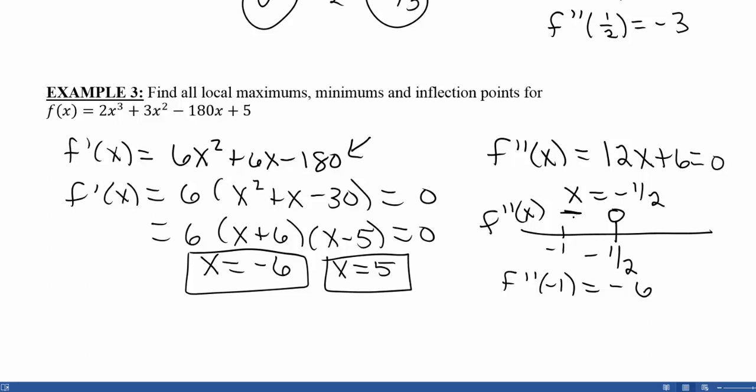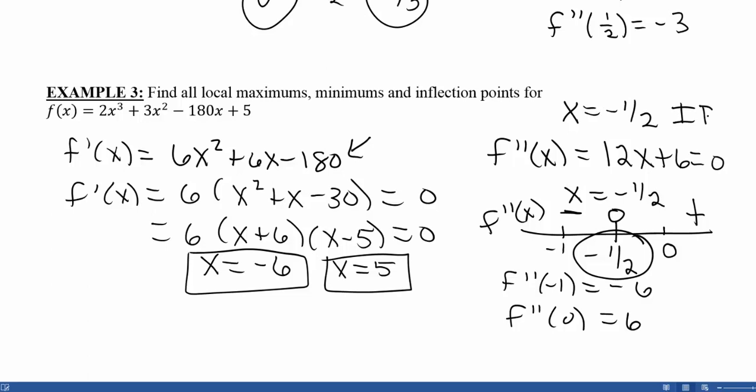So that means that I'm going to be concave down. I also want to test something to the right of negative 1/2. So if I test something to the right, I'm going to use 0. If I plug in a 0 into my second derivative, I'm going to get positive 6. So that means to the right of negative 1/2, I'm concave up. Since I changed concavity, that means that negative 1/2 is an inflection point. So x equals negative 1/2 is an inflection point. I'm going to put IP for inflection point.